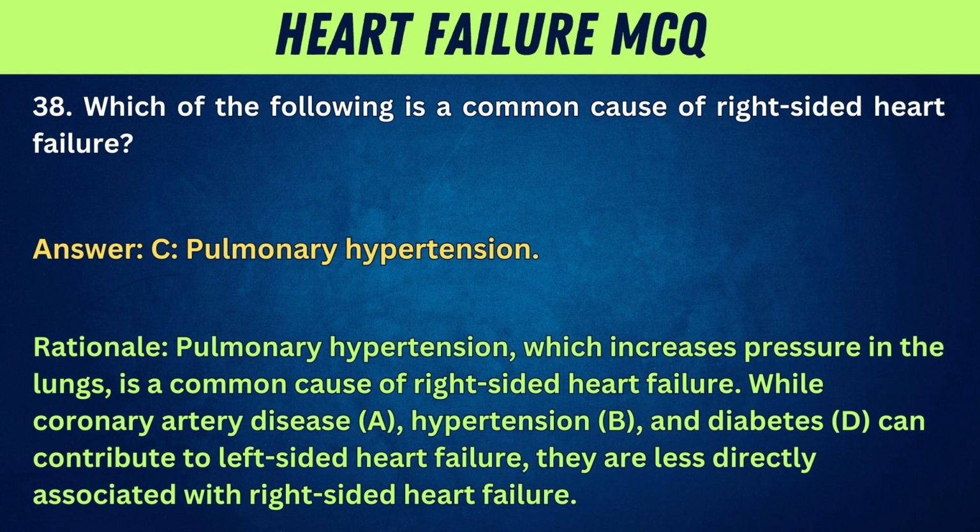Rationale: pulmonary hypertension, which increases pressure in the lungs, is a common cause of right-sided heart failure. While coronary artery disease, A, hypertension, B, and diabetes, D, can contribute to left-sided heart failure, they are less directly associated with right-sided heart failure.